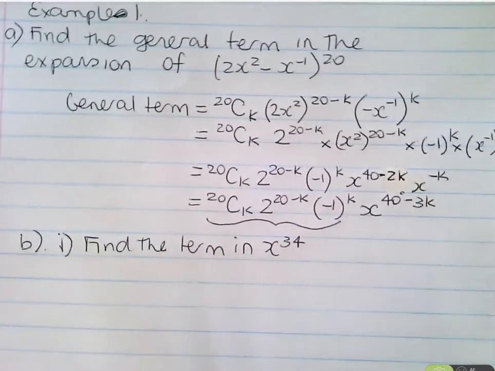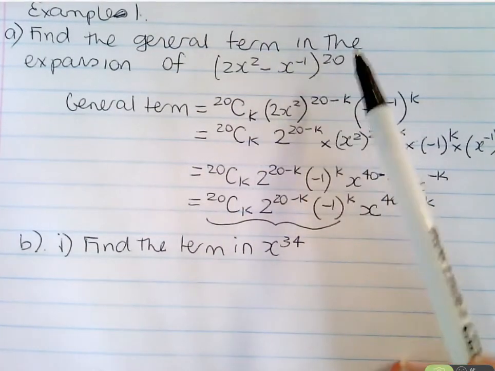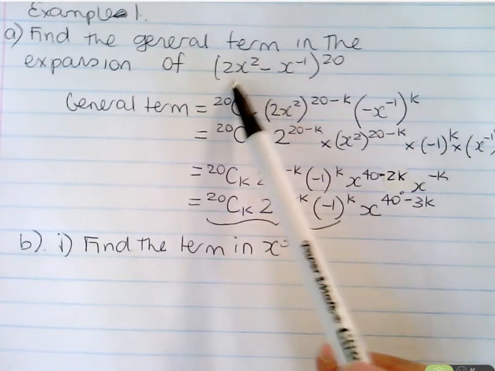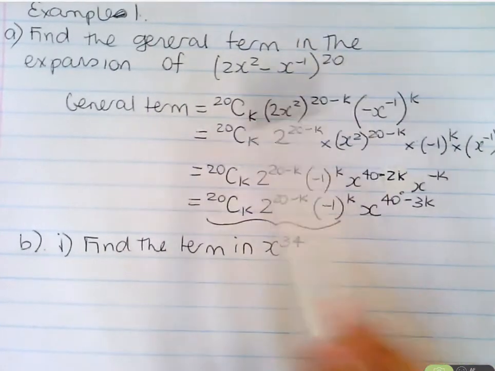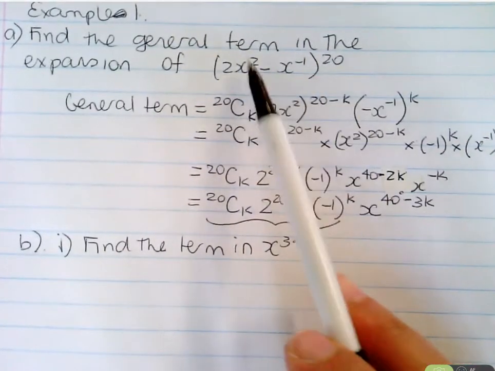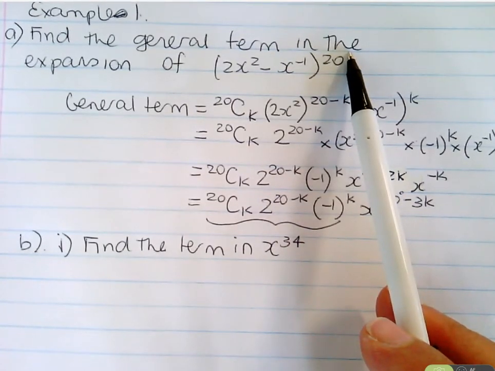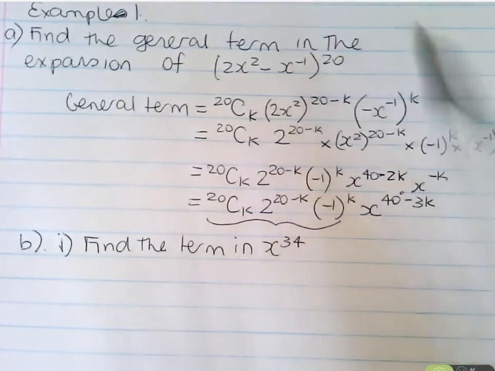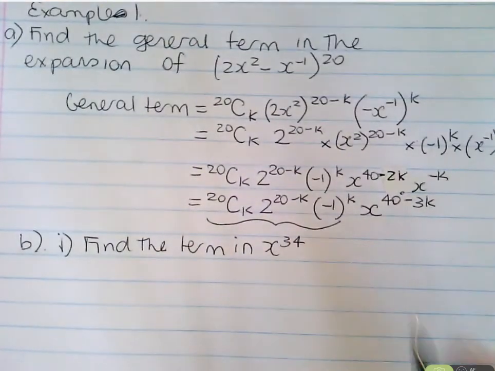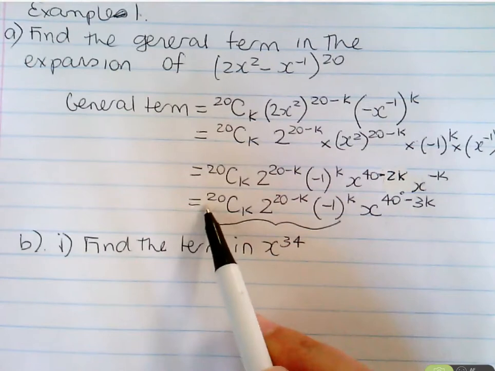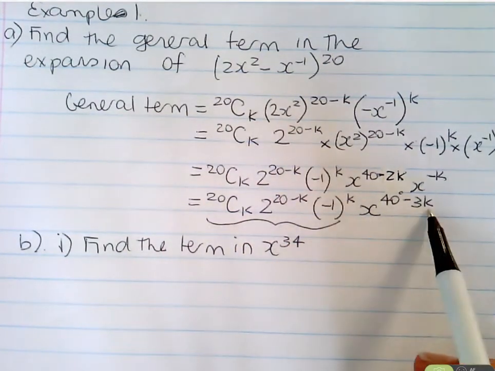Why do you think we've got an x to the power of 34 when the highest power here is 20? Because you've got an x squared here. So you could even go up to x to the 40. X to the 40 would be your first term. All right, so find the term in x to the power of 34. If I want x to the power of 34, notice this is my coefficient, that's my x term.